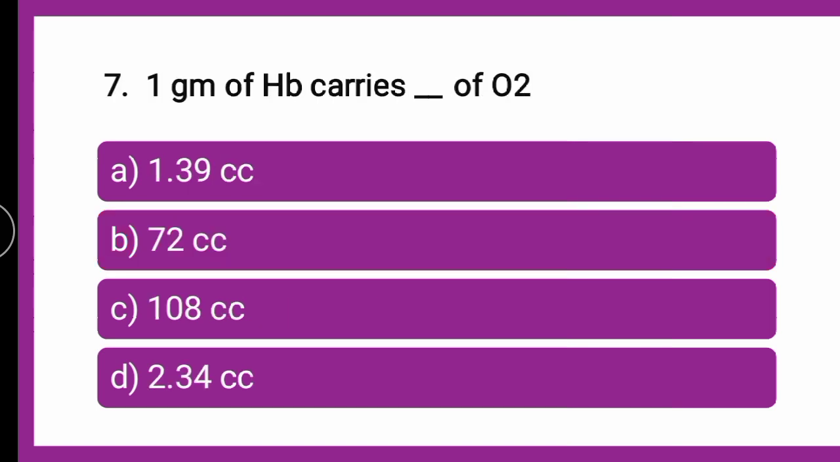Next question is, 1 gram of hemoglobin carries dash of oxygen, whether it is 1.39 cc, that is cubic centimeter, or 72 cubic centimeter, or 108 cubic centimeter, or 2.34 cubic centimeter. How much oxygen is carried by 1 gram of hemoglobin?